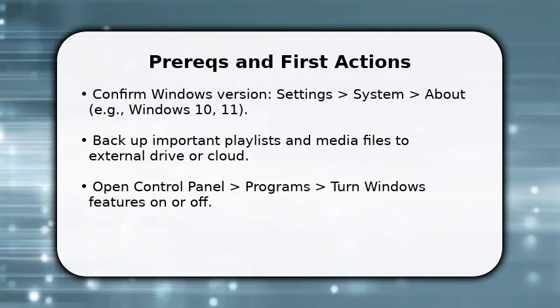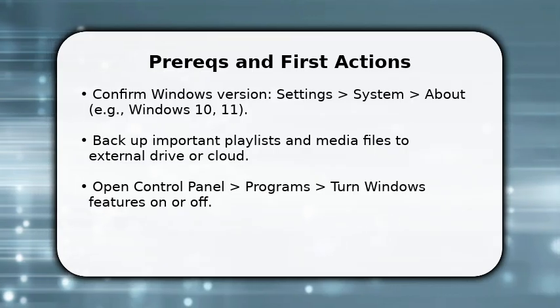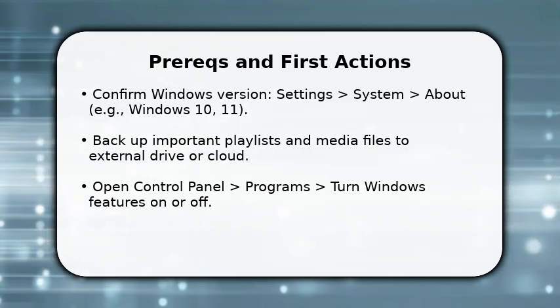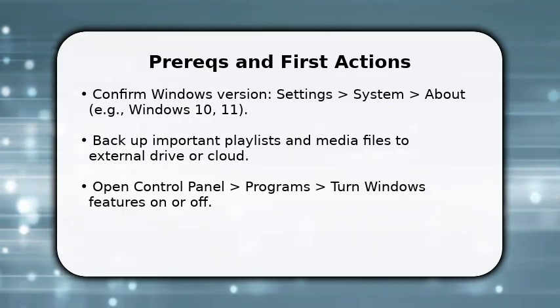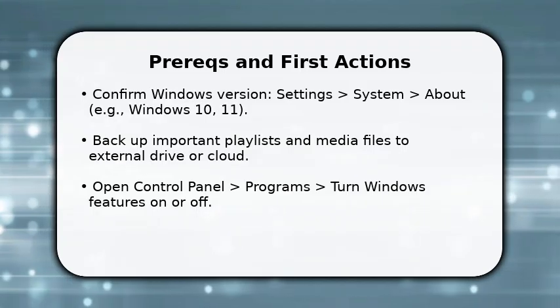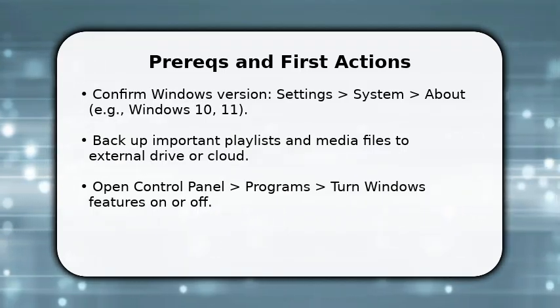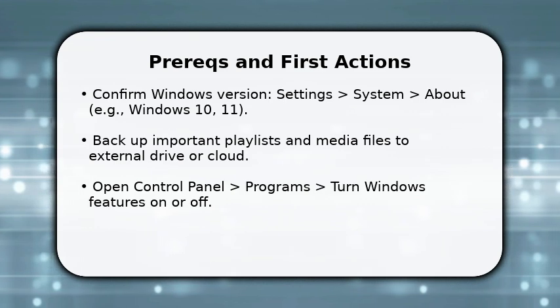This forces the System Components list to appear. You will look for Media Features and the Windows Media Player checkbox. If it's unchecked, check it to enable. If checked, uncheck then apply, reboot, and repeat to re-enable. This toggling often repairs corrupt component registrations.